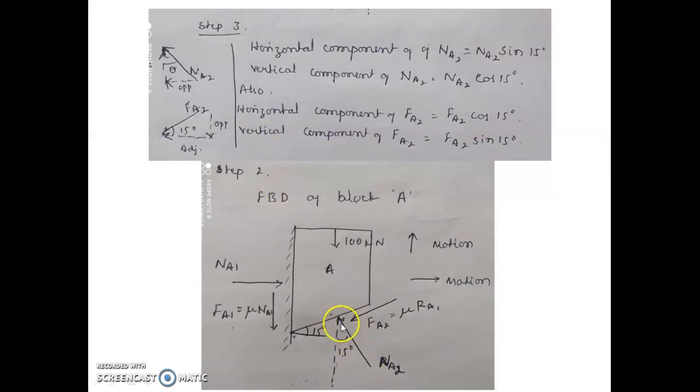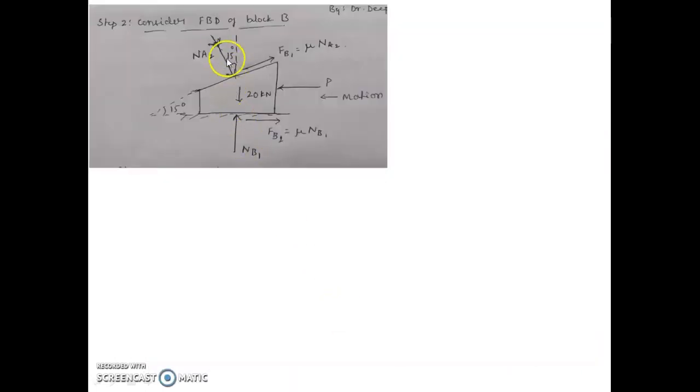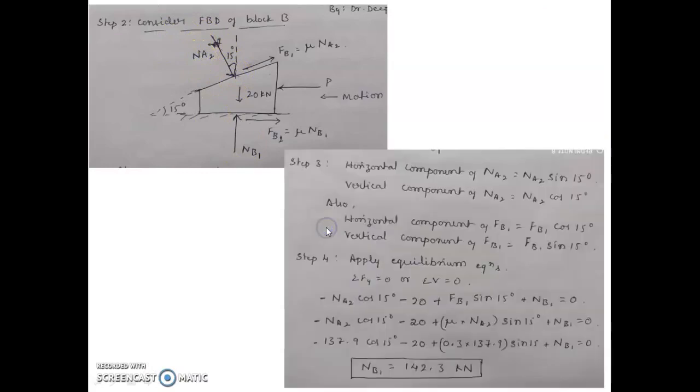For block A, it is acting upwards. For the wedge, it is acting down. The magnitude will be the same. Now, the horizontal component of Na2 is Na2 sin 15, and its vertical component is Na2 cos 15.